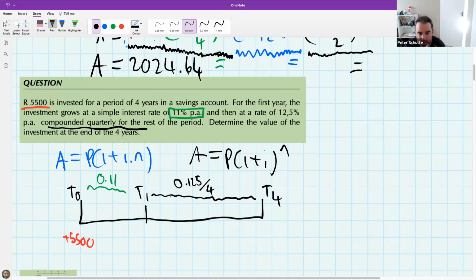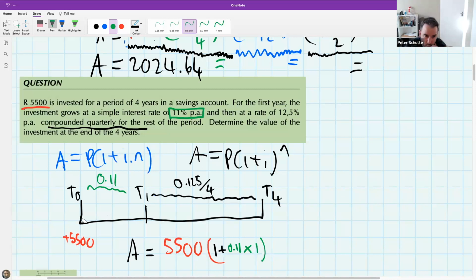So what you need to try and do now is you're going to have 5,500, but this first bit is not going to use the compound interest formula. It's going to use the simple interest formula where the I is 0.11, and then the N, what's the N going to be? Maybe you can help me with this. What's the N going to be for that? It's going to be 1 because it's only growing for 1 year.